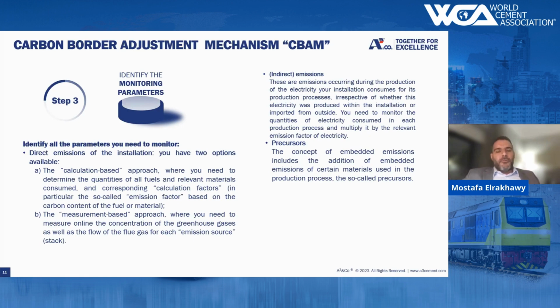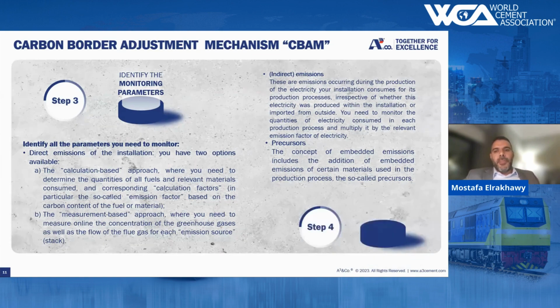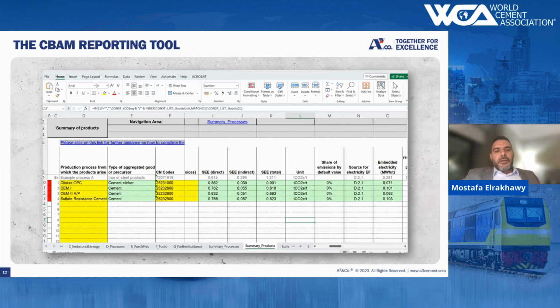This monitoring should be for, as we said before, the direct emissions and the indirect emissions. And the last step is to determine the monitoring methodology. The determination of the monitoring methodology is to identify the frequency of the data collected, the frequency of the calibration and validation of the data, and each step of monitoring this data.